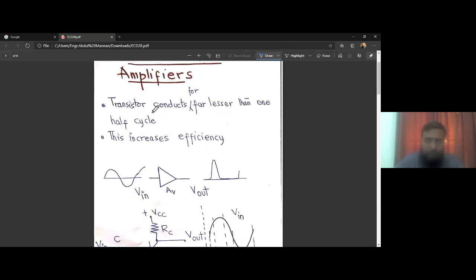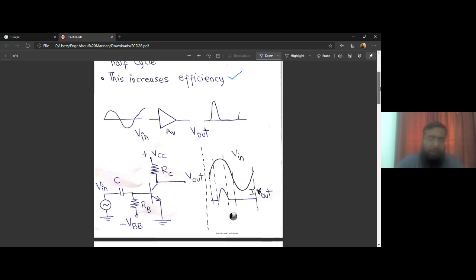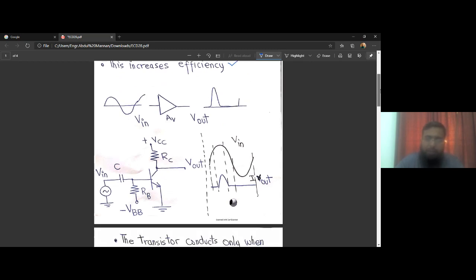So why do we have this amplifier for which it conducts for a very small time? Well, this is there because it increases efficiency. The efficiency of this amplifier is larger than the Class B amplifier, as compared to Class A amplifier. So the main difference is that a Class C amplifier works for a very small time compared to a Class B amplifier, which works for one complete half cycle. This is the primary difference between a Class C and a Class B amplifier.